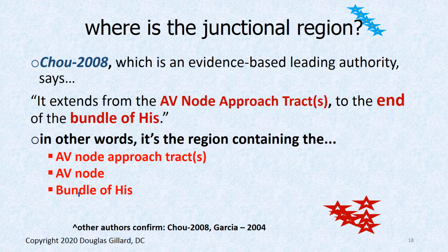And where is it? Well, Shu says, in what's probably the most evidence-based cardiology electrophysiology book I have, that it extends from the AV node approach tracts through the AV node itself and through the bundle of His. So in other words, the junctional region really contains the AV node approach tracts, the AV node, and the bundle of His. Some authors include the tissue surrounding those regions, just the regular atrial tissue and ventricular tissue, but most don't.